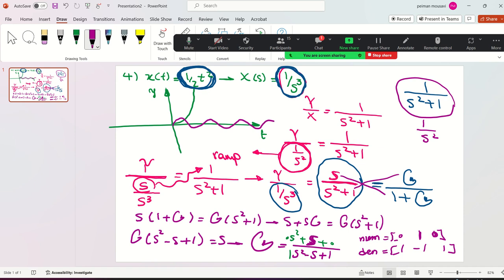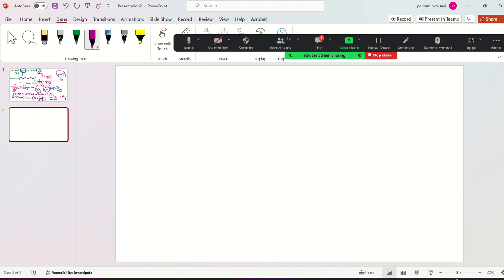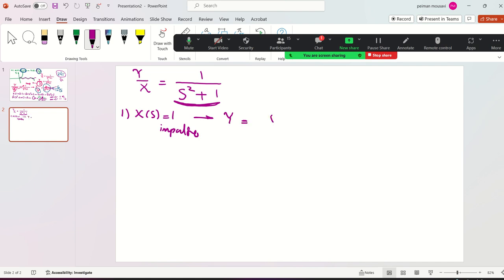So now, coding of this in MATLAB. I told you about the closed-loop transfer function. Now forget about the delay. We don't have delay. We have just normal operation. S squared plus 1 is a marginally stable system, because you have a pair of pure complex poles. So if X of s is 1, it means impulse. So from here, Y is going to be 1 over s squared plus 1.